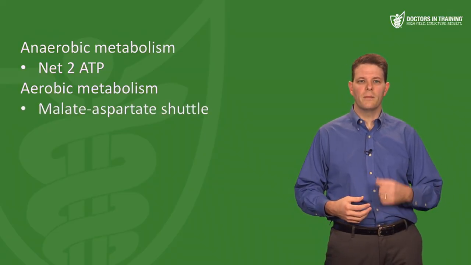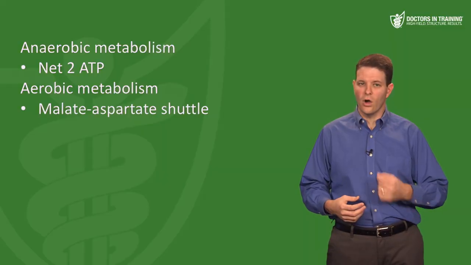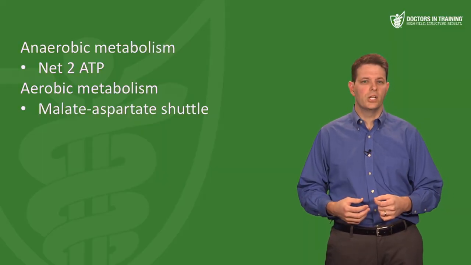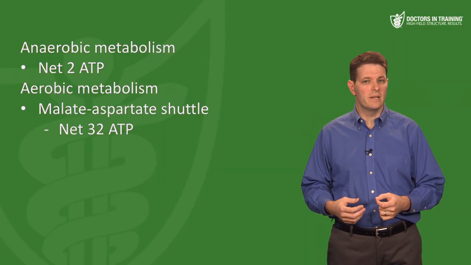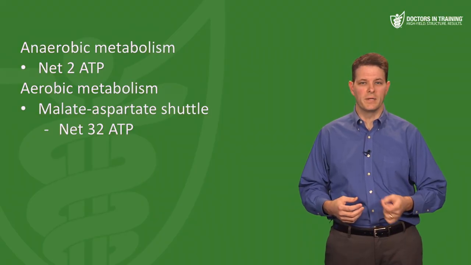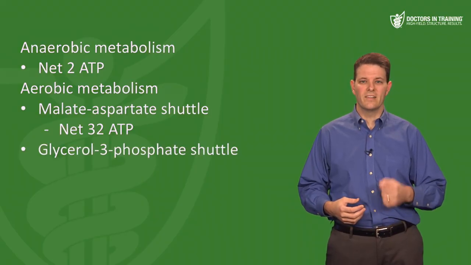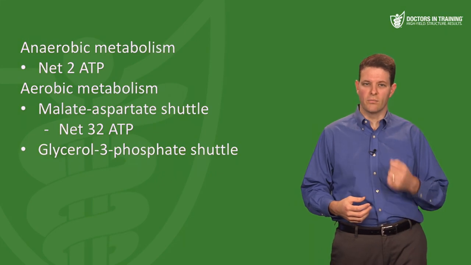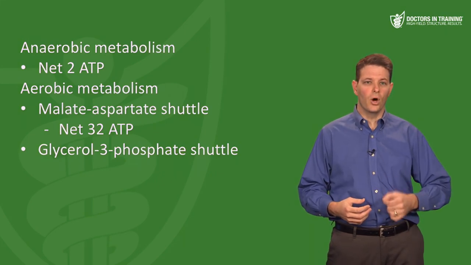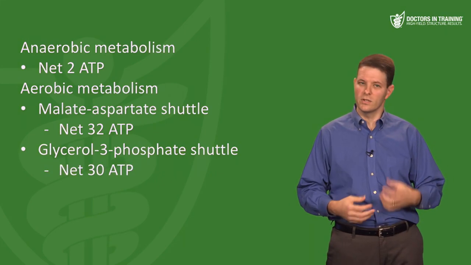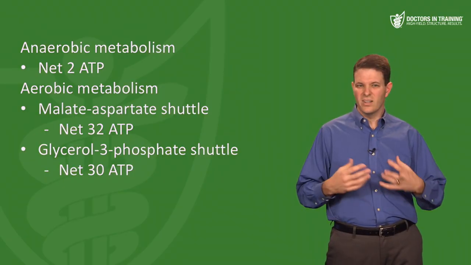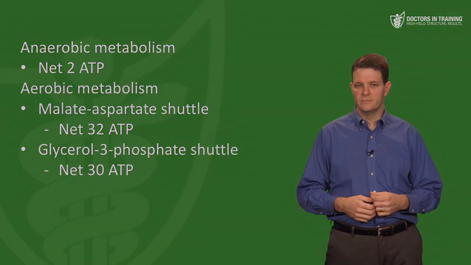Cells that use a shuttle called the malate aspartate shuttle, such as the heart, the liver, and the kidneys, can generate a net of 32 ATPs for every glucose molecule that they metabolize. And cells that use a glycerol 3-phosphate shuttle, such as the brain and skeletal muscle cells, can only generate a net of 30 ATPs, which is still really good, but it's just a little less than the malate aspartate shuttle.